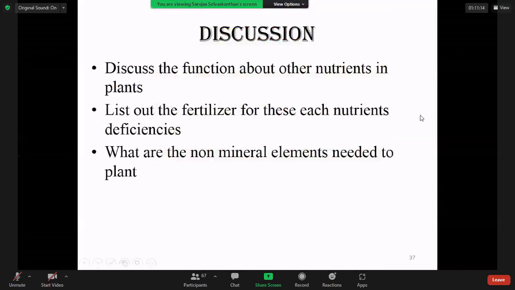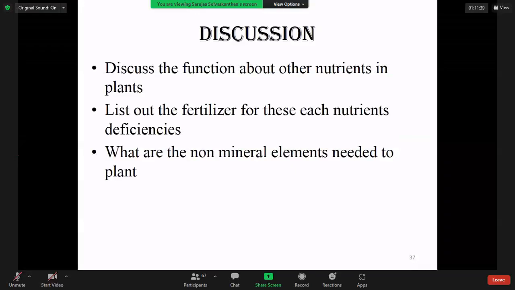In the discussion, while you are writing the practical record, you have to answer these three questions. Discuss the functions of the other nutrients in the plant. Already we discussed the functions of nitrogen, phosphorus, and potassium. Am I correct? Yes, ma'am.